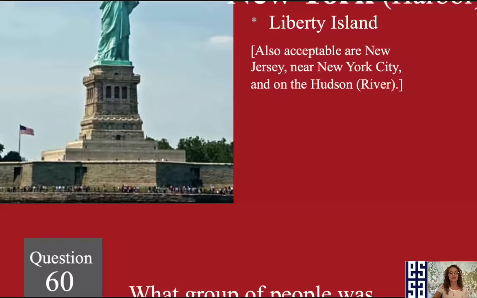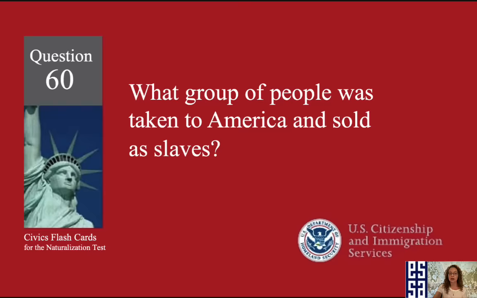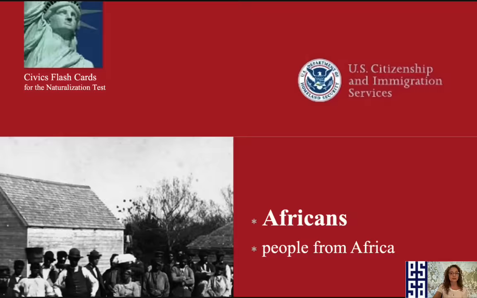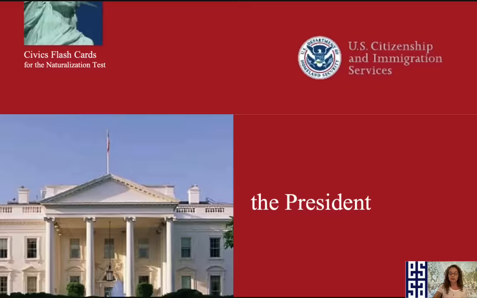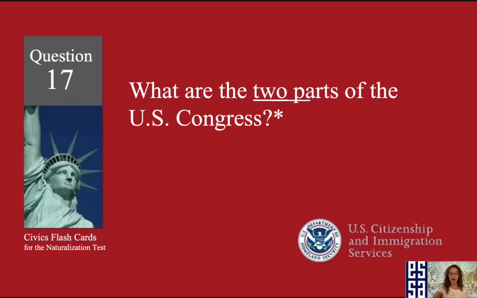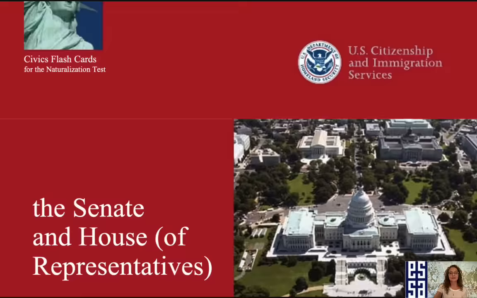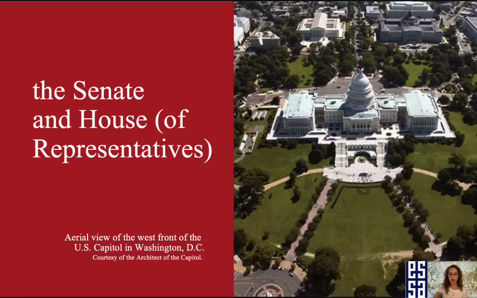What group of people was taken to America and sold as slaves? Africans. Who vetoes bills? The president. What are the two parts of the U.S. Congress? The Senate and the House.